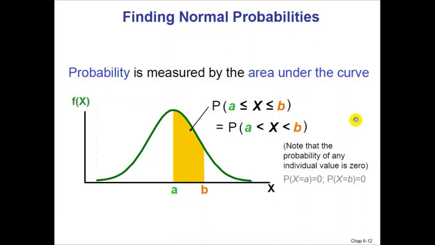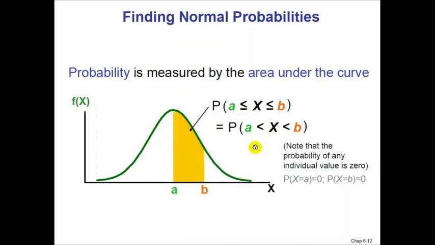Finding normal probability. Probability is measured by the area under the curve. So let's say if you want to find the probability for this yellow color region, that means we are actually finding the probability for A less than or equal to X less than or equal to B. In other words, X is in between A and B. So it doesn't matter whether you put the equal sign or not, because the probability for A is equal to 0, the probability for B is also equal to 0.